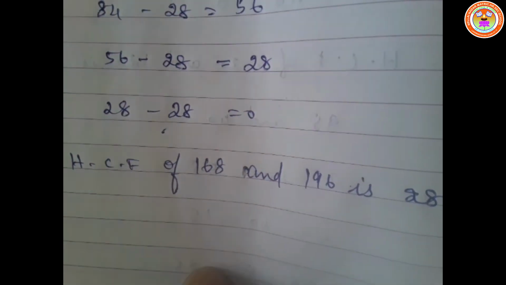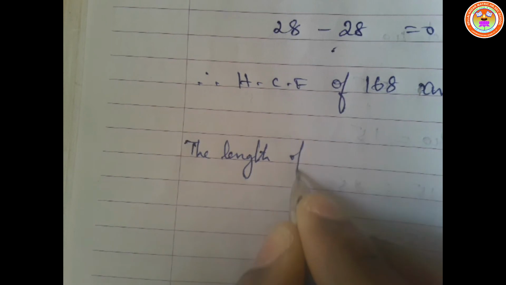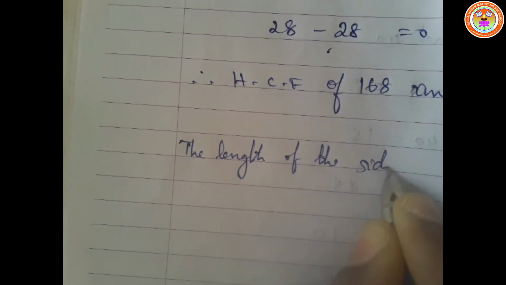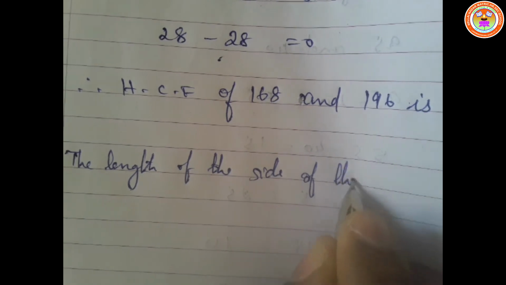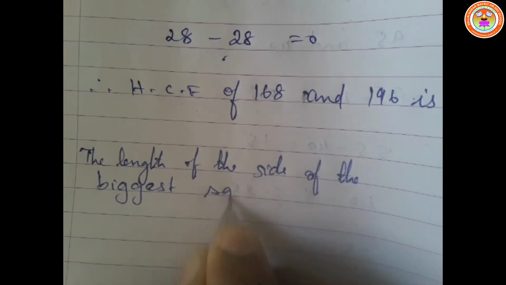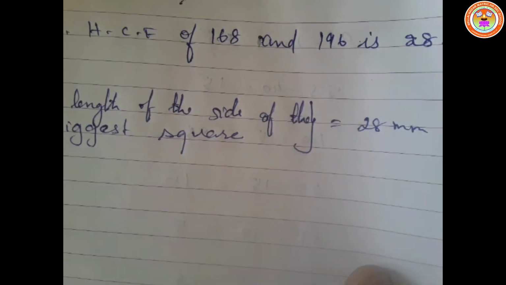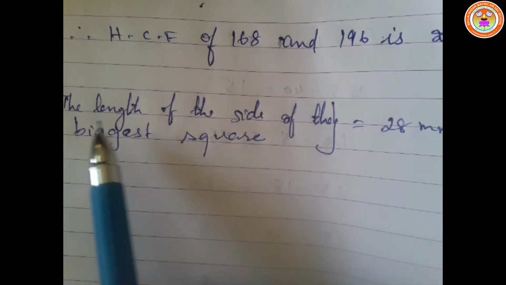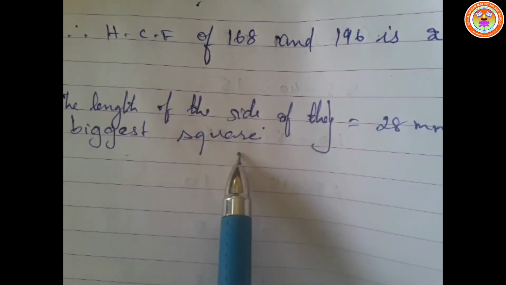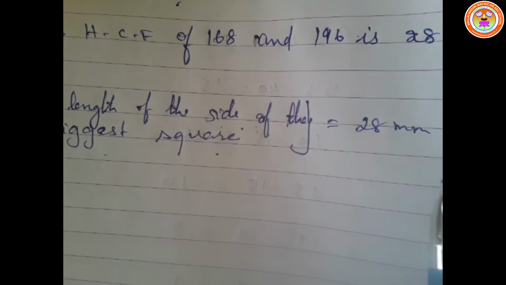Why are we finding the HCF? So this is the final answer you have got. The length of the side of the biggest square will be 28 millimeter. So this is the final answer. Like this only you have to complete the answer. Again I will repeat: the length of the side of the biggest square is equal to 28 millimeter.